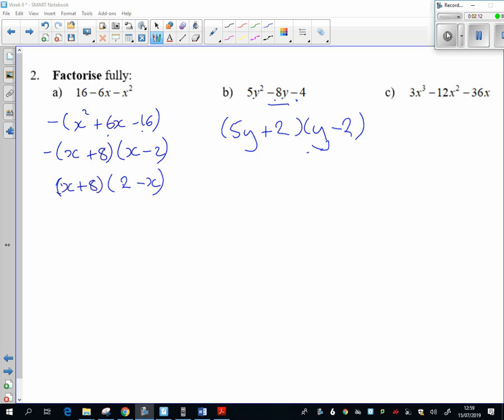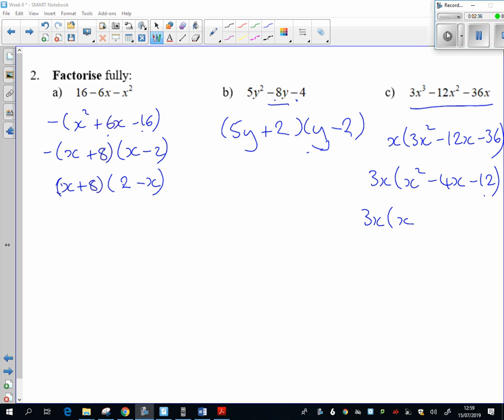C is a cubic, but it's actually not too bad because we can just take a common factor of x out straight away. In fact, you can also take a common factor of 3 out, so that's going to make it a little easier as well. So I also take out that factor of 3. Okay, so then I'm looking for two numbers that multiply to give -12 and add to give -4. So that's going to be -6 and 2.